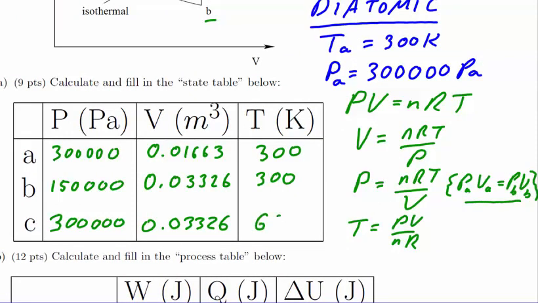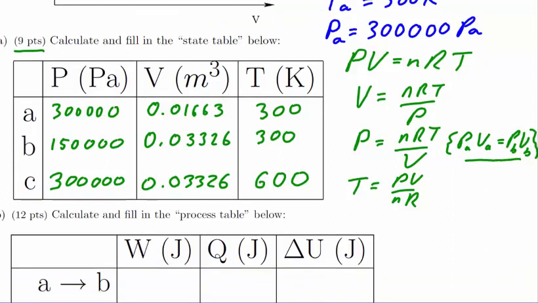When we have 2 out of 3, we can solve for the temperature, which is PV over nR, yielding a result of 600 Kelvin, or we could have used the PVT relationships either from B to C or from A to C. This completes the state table calculation, and notice that on an exam the state table would be worth 9 points, meaning that the state table is 1 point per value. They have to be correct, otherwise you don't get the point.